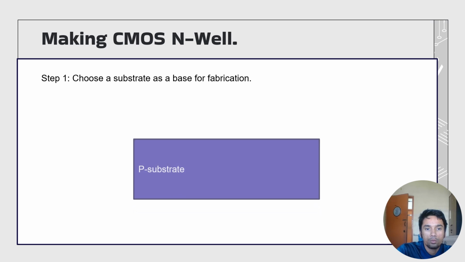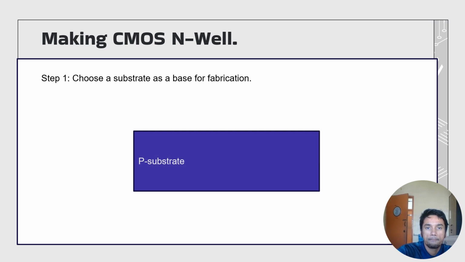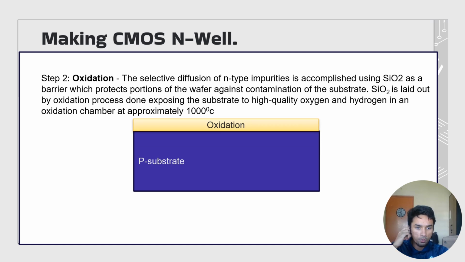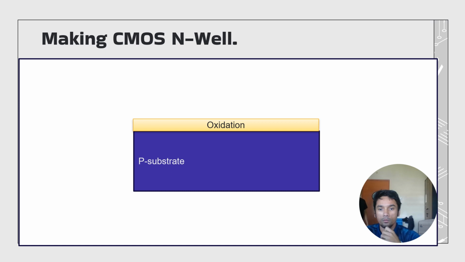Alright, step 1. We have to choose a substrate as a base for fabrication. Since we're making a CMOS N-well, we start with the P substrate. Step number 2 is that we do oxidation above the P substrate by exposing the substrate to high quality oxygen and hydrogen in an oxidation chamber at approximately 1000 degrees Celsius, which creates silicon oxide.